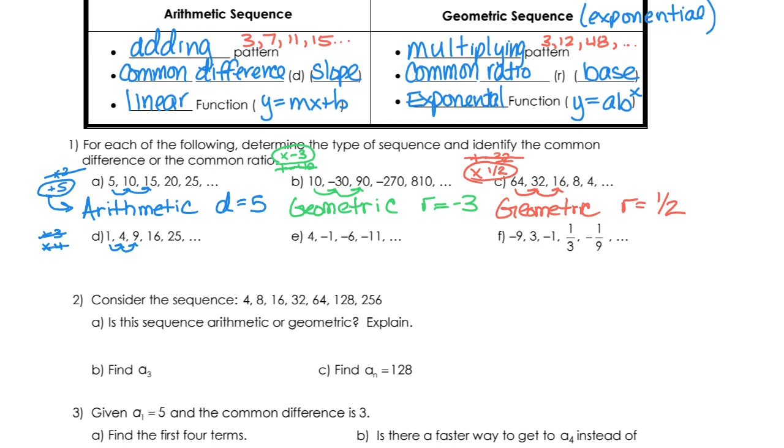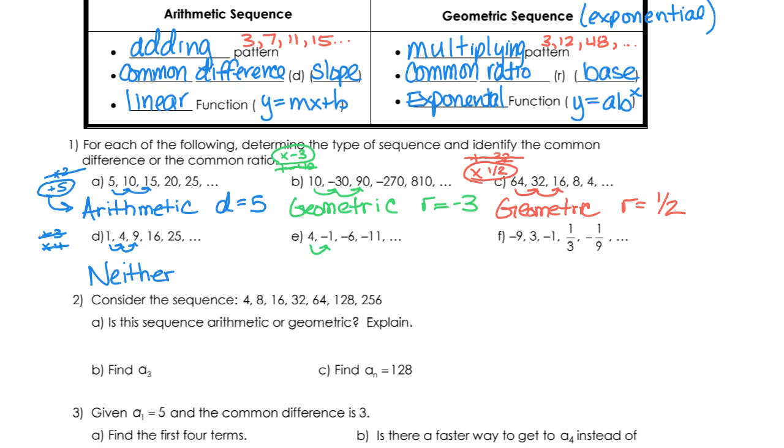So this is what we call a neither. Not every sequence is arithmetic or geometric. Okay, some sequences, like this one, there is a pattern. It's just not that you're adding the same number all the way through and you're not multiplying by the same number all the way through. And so they don't classify this sequence as arithmetic or geometric. All right, next one up.